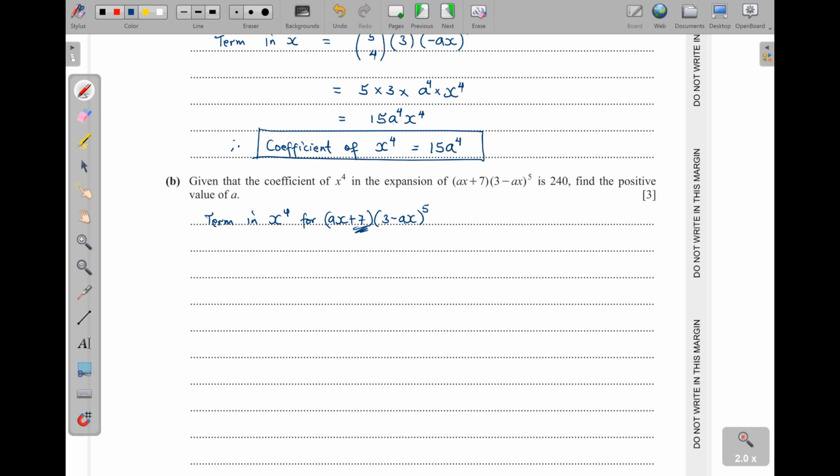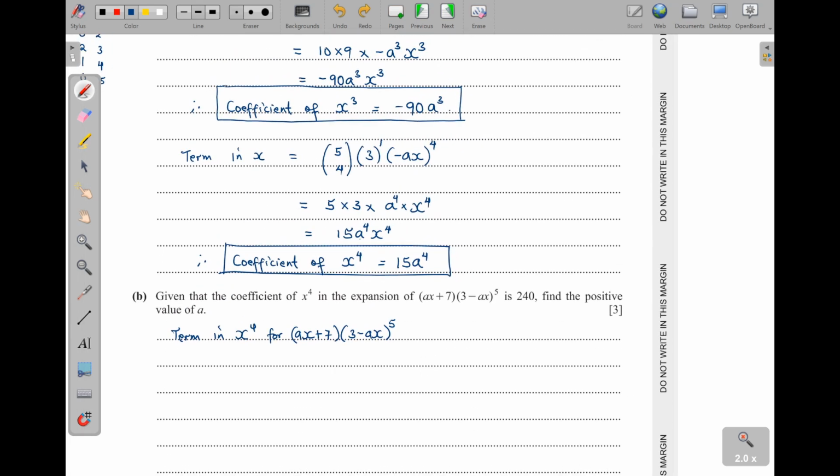Okay, and then the 7 here will multiply with the term that ends in x to the power 4, which terms we have actually gotten up here. You see the term in x to the power 3 is already here. So that means we shall have ax here to multiply with the term in x to the power 3, which we have gotten up here as negative 90 a cubed x cubed. Then we have this 7 here. We'll multiply with the term in x to the power 4. So that is 15a to the power 4, then x to the power 4.